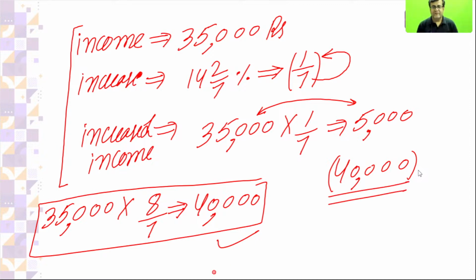Okay, is the point clear now? One or two students are not able to understand. 1/7 increase means 7 is the original income and 1 is the increase.